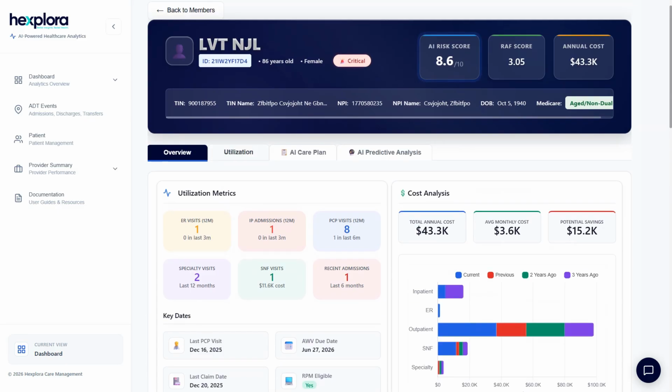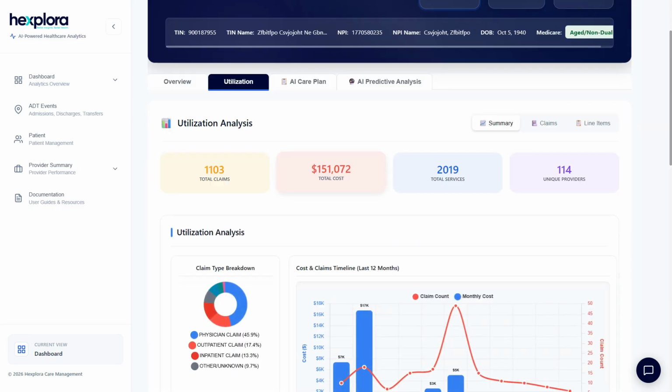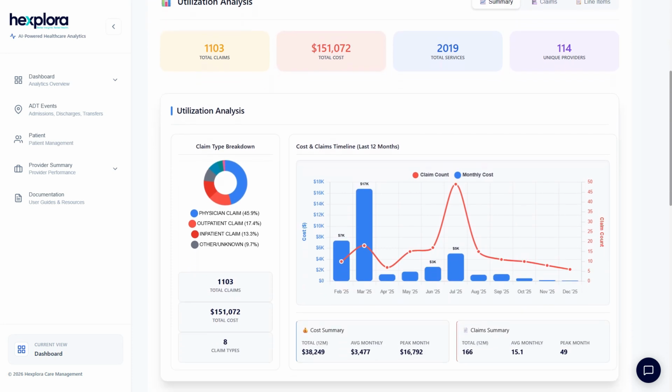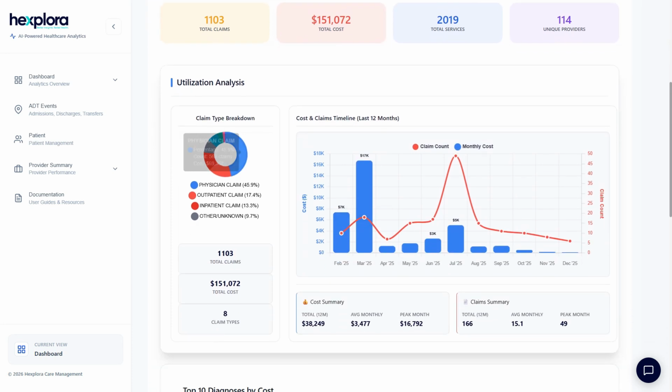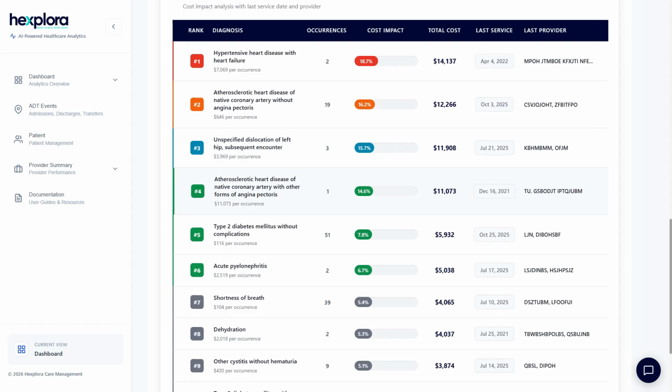Going to the utilization tab. The Utilization tab provides a complete view of healthcare activity. The donut chart shows claim type breakdown. The dual-axis timeline tracks monthly costs, blue bars, and claim counts, red line, over 12 months, revealing utilization patterns. Summary cards show total claims, total cost, total services, and unique providers, all at a glance. Scrolling down reveals the top 10 diagnoses for the patient and the corresponding cost.